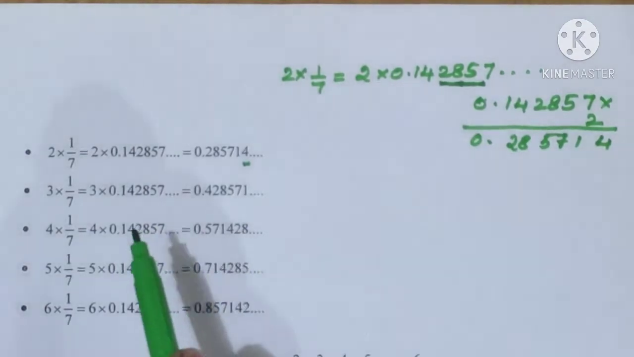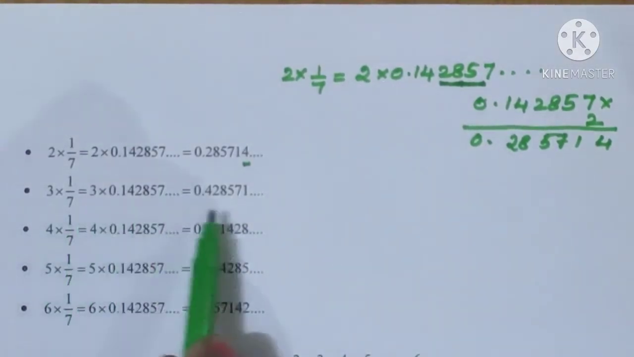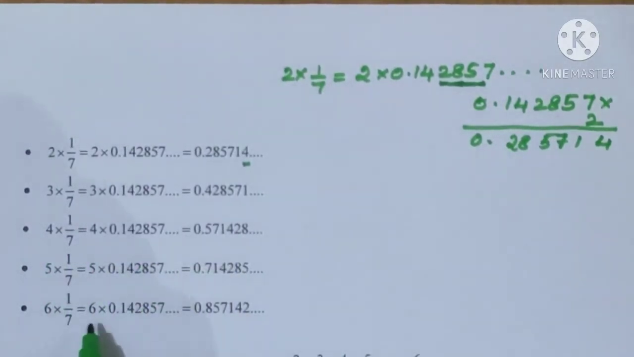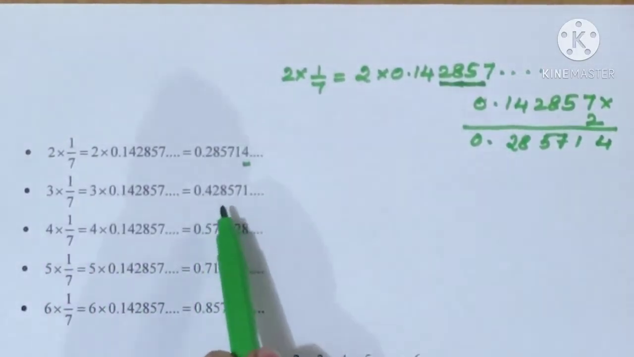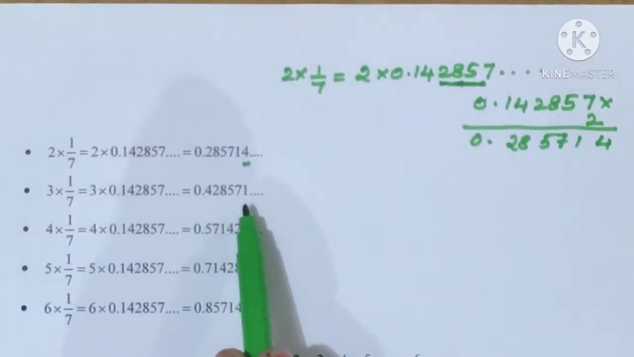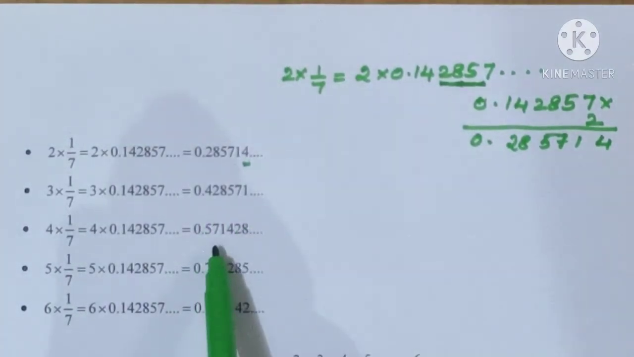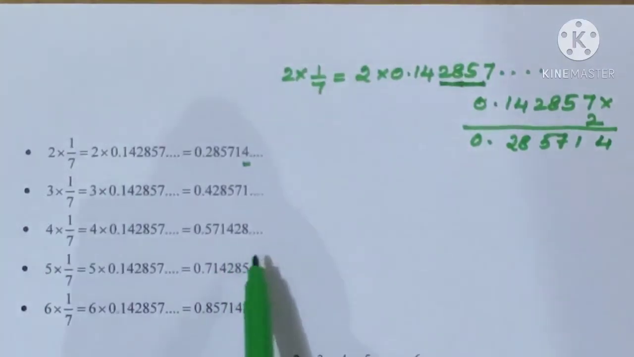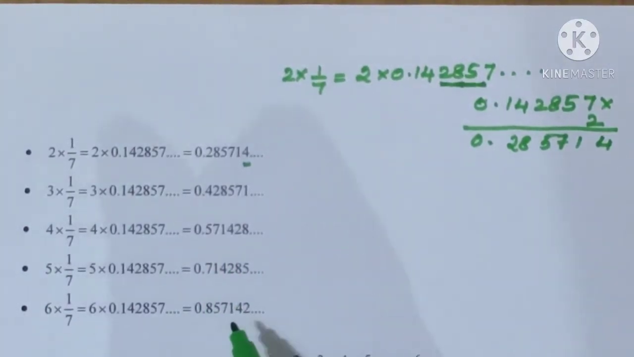We will get the answers as 3 into 1 by 7, 4 into 1 by 7, then 5 into 1 by 7, 6 into 1 by 7 respectively. The answers are 0.428571 etc., 0.571428 etc., 0.714285 etc., 0.857142 etc.